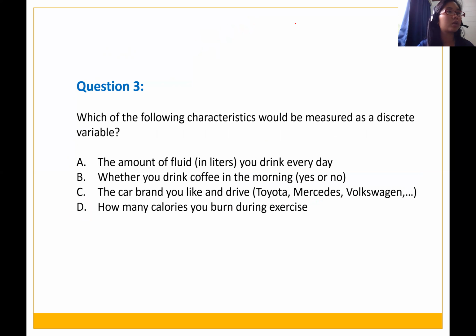Now, let's go to the third question. Which of the following characteristics would be measured as a discrete variable? The amount of fluid in liters, whether you drink coffee in the morning, the car brand you like and drive, or how many calories you burn during exercise. So, let's start. I'll give you, again, 2 minutes.